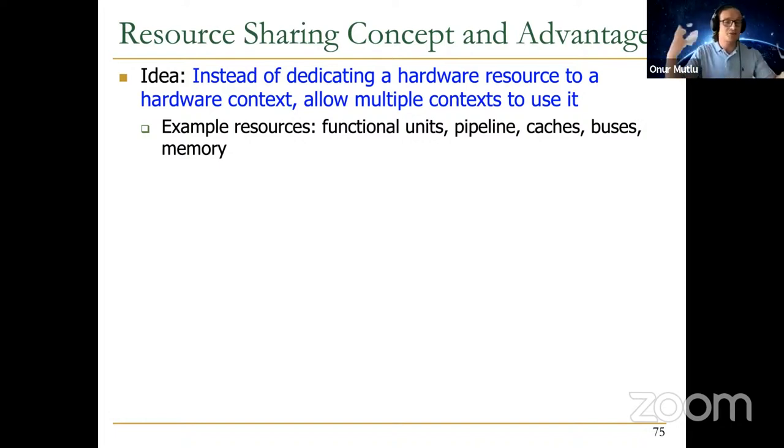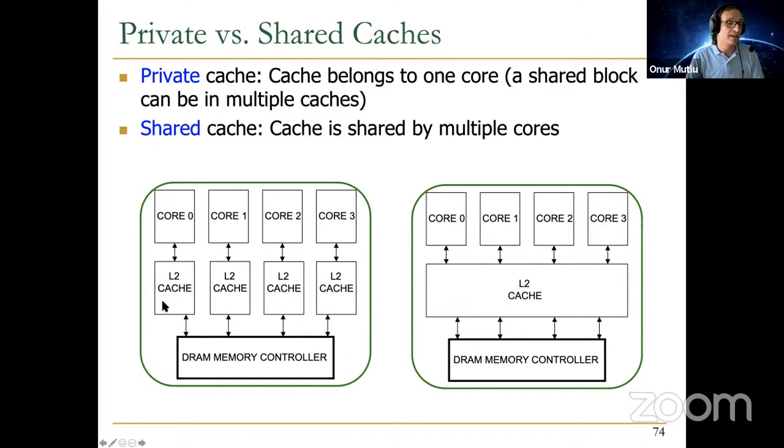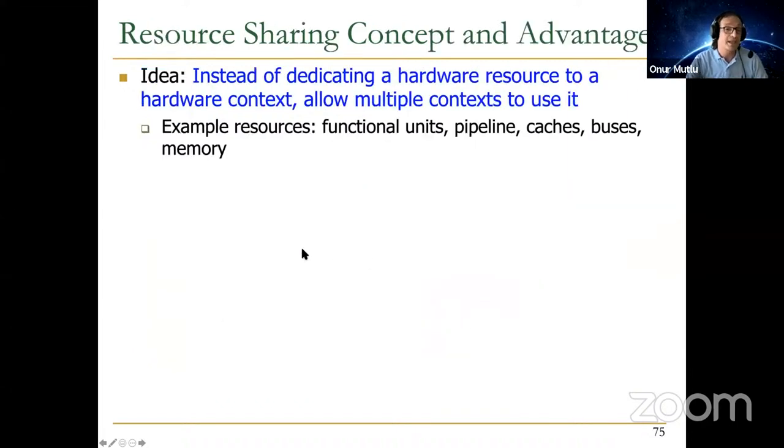Resource sharing is actually a bigger concept. Basically, instead of dedicating a hardware resource to a hardware context, or a core or a thread, where hardware context can be loosely thought of as a core or thread, you allow multiple hardware contexts to use it. In this case, the resource happens to be the L2 cache. Here, we're dedicating the L2 cache to one core, whereas here, we're sharing the L2 cache across multiple cores. Example resources can be many, though: functional units, pipeline, caches, buses, memory, SSDs. Imagine anything in the system.